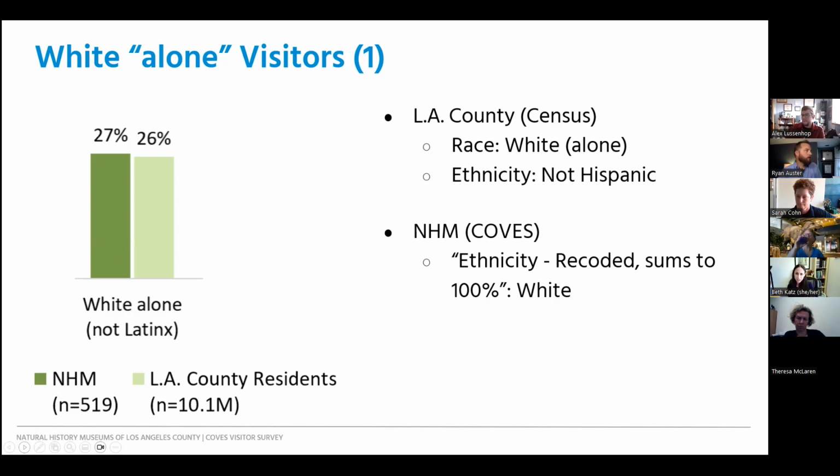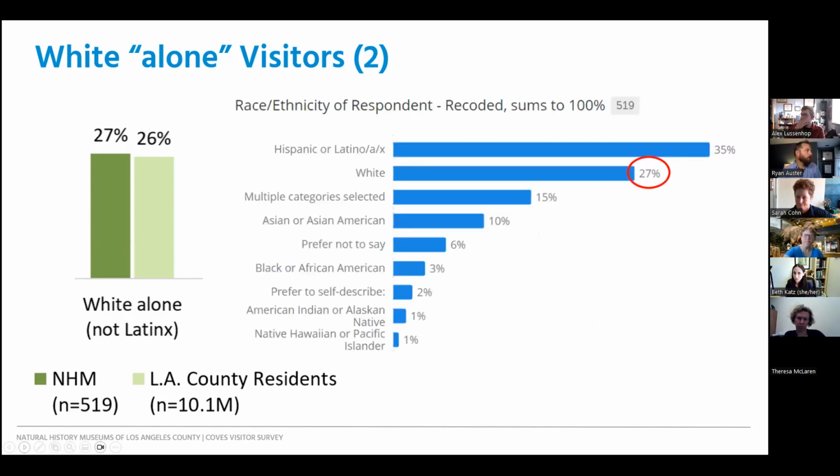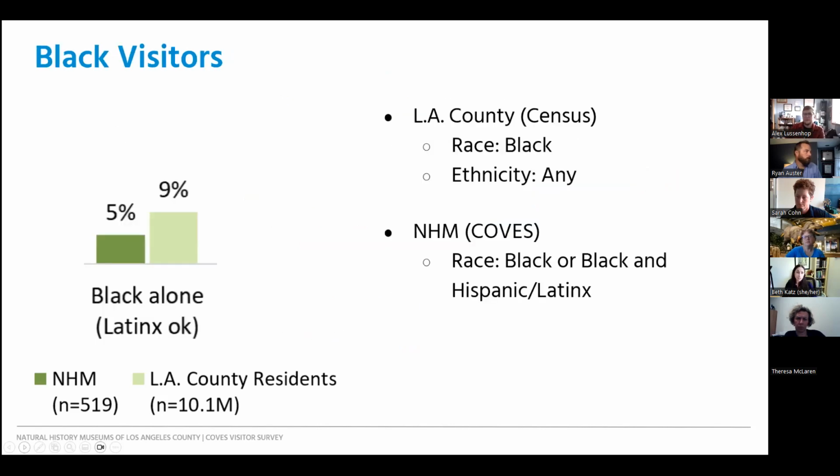So if you flip to the next one, I can get this fairly simply as well. I just pull up that graph, recoded, sums to 100. I get my 27% are white alone. All right, so let's get to the next one. The other categories are a bit more tricky.